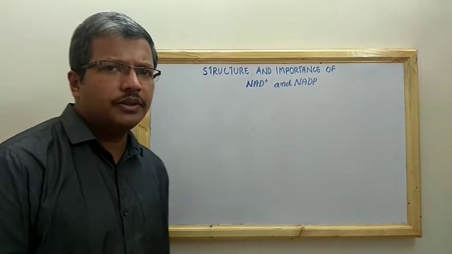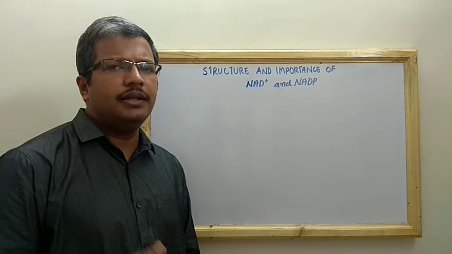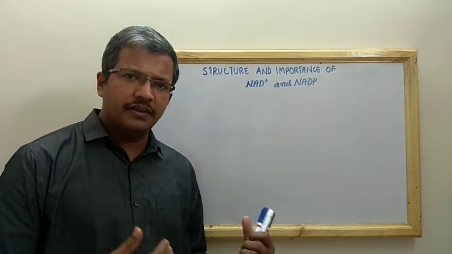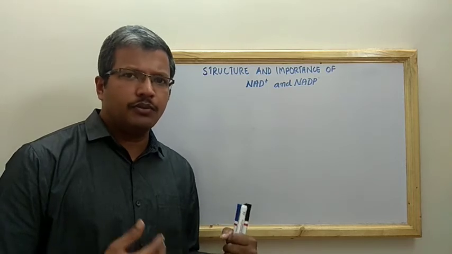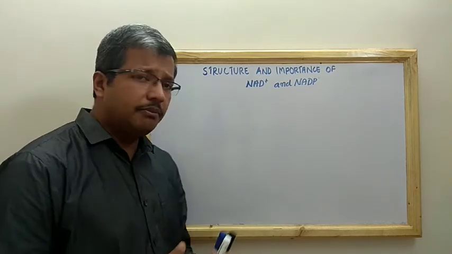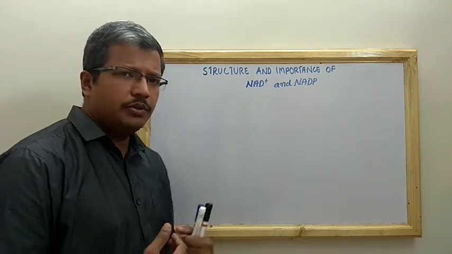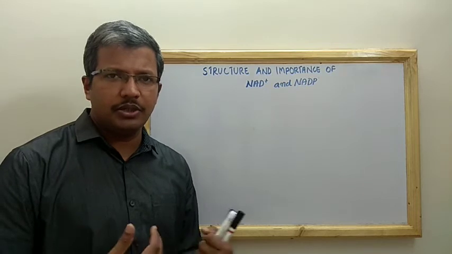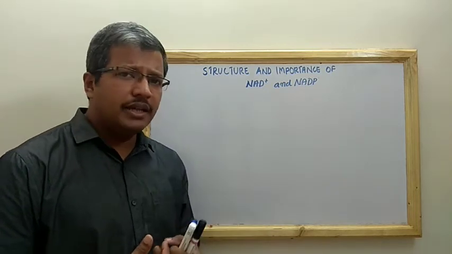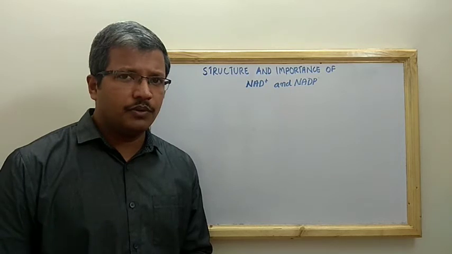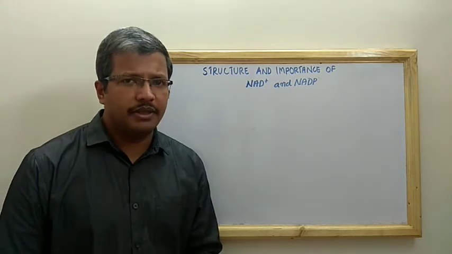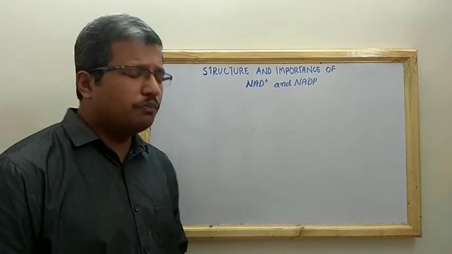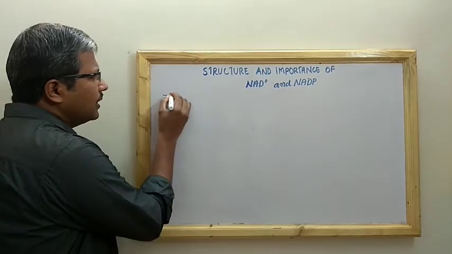As I told you, the importance of NAD plus and NADP is almost the same. They only differ in their enzyme specificity. Some of the enzymes will be specific to NADP and some others will be specific to NAD plus. You can see NAD plus in most of the carbohydrate metabolism, and you can see NADP in fatty acid metabolism. So let us see what will be happening here. What is the role played by NAD plus and NADP? Both are acting as coenzyme.